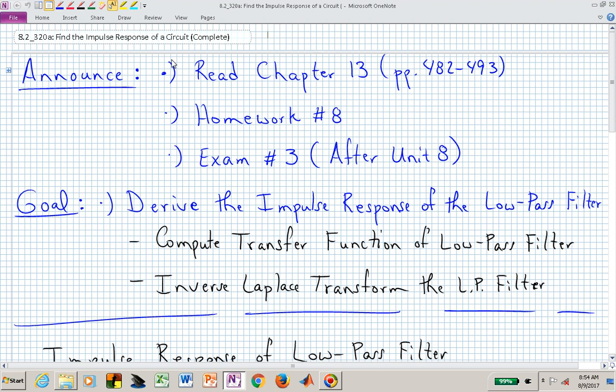We're in Unit 8, still in Chapter 13, working through homework number 8, and exam number 3 is upcoming at the end of Unit 8.